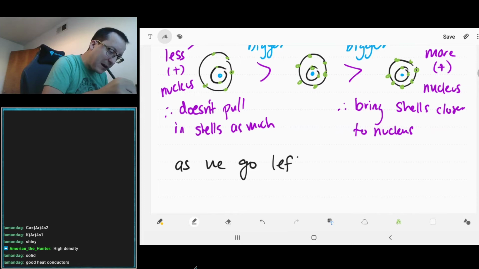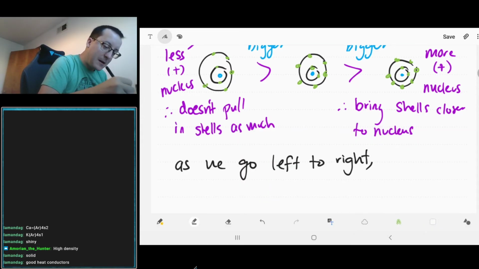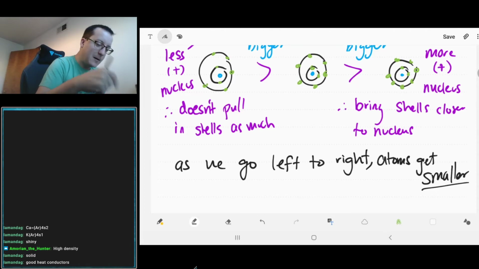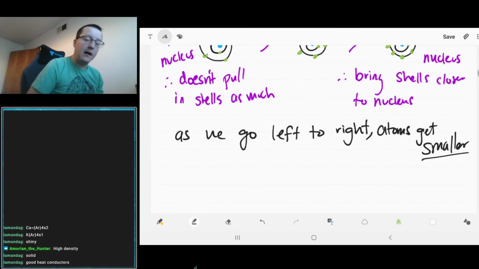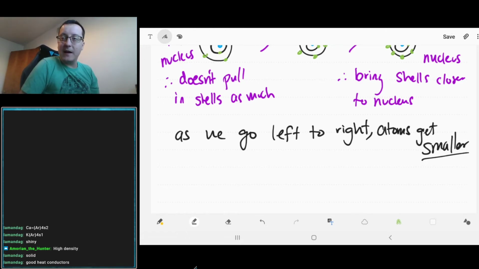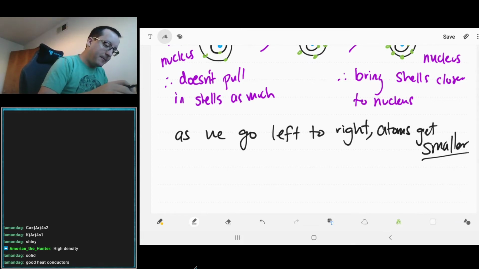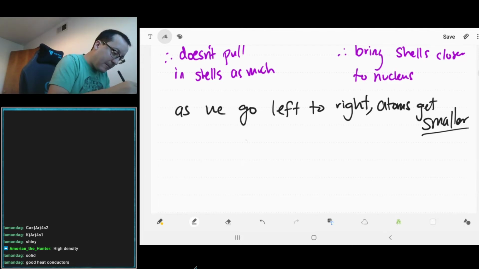So left to right, atoms get smaller. We're going to see that's going to be part of this trend. Okay, and I'm going to illustrate this in a bigger picture in just a second, but let's compare a couple more.